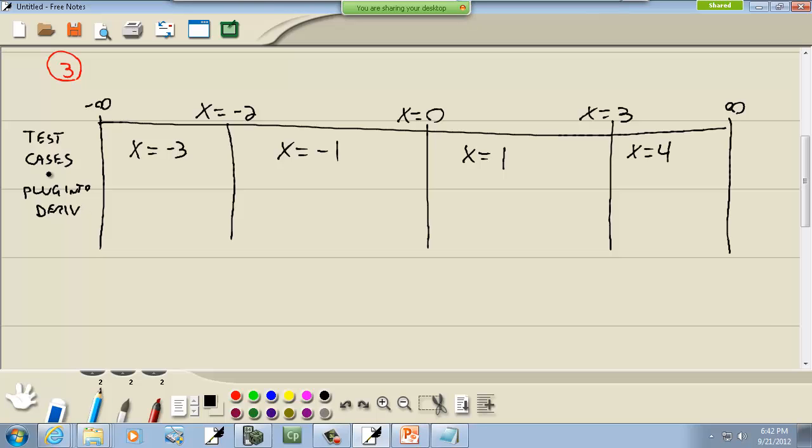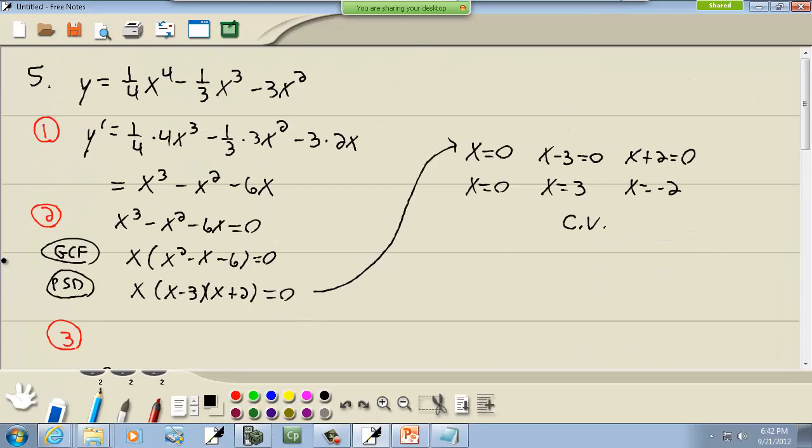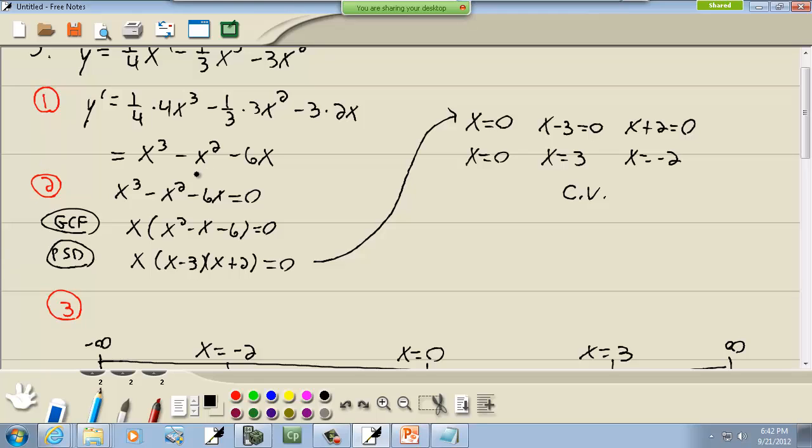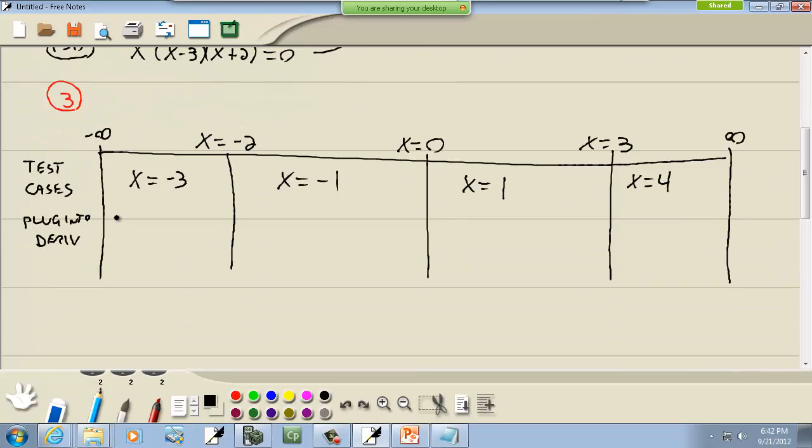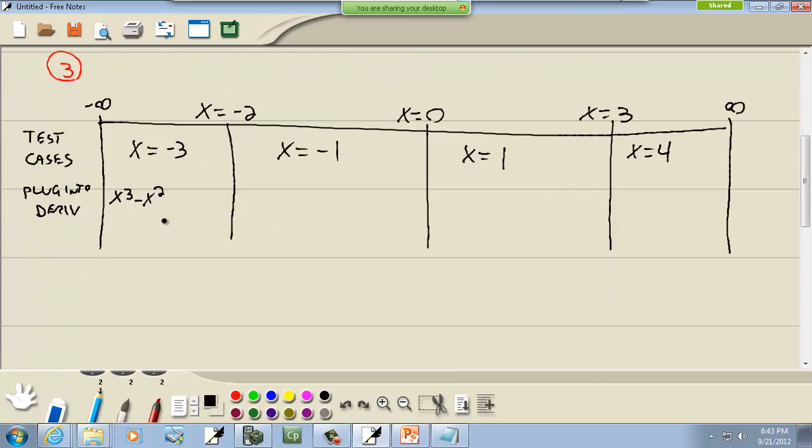Then we want to plug those into our derivative. What is our derivative? Let's see, x to the third, it's right here. x to the third minus x squared minus 6x. So plug it into there, here and here.